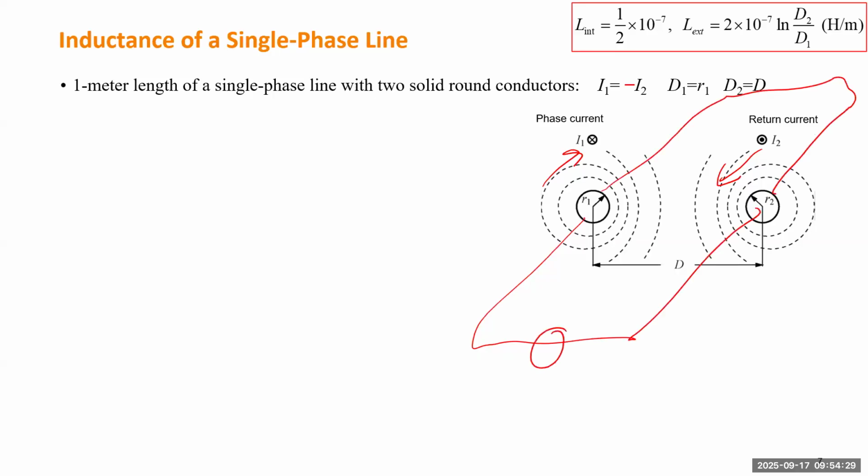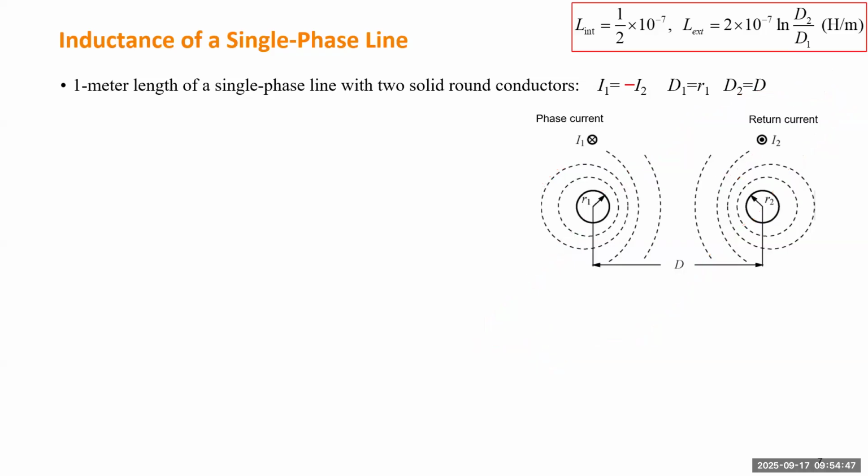On one side, there's a source. The other side, there will be a load. This is what it means. So we just study one section of this conductor. We just cut the two conductors at the same dimension. And we assume the distance is D. And each side of the conductor may have different radiuses.